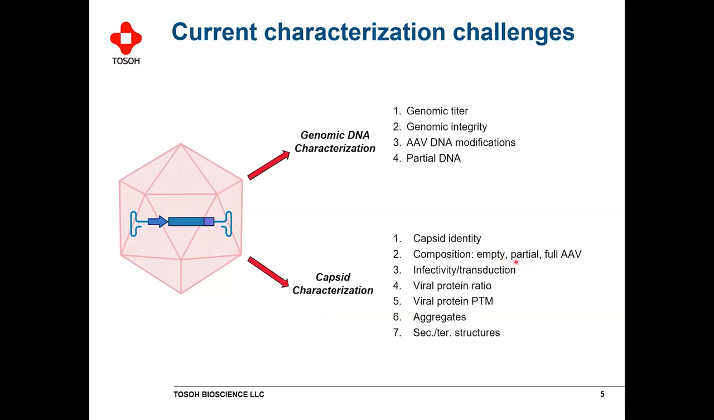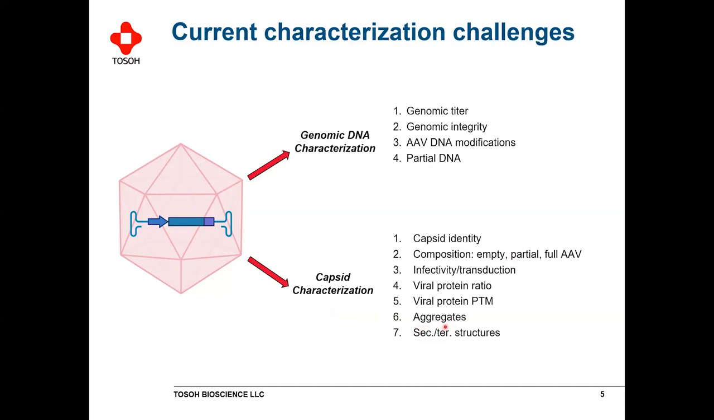We talk a little bit about partial DNA. You see partial DNA up here with the genomic DNA characterization. Partial DNA is kind of a catch-all phrase, which can include partial sequences of the intended genomic sequence. However, it can include other things like host cell DNA, basically just unwanted DNA within the capsid. But effectively, we're trying to characterize this capsid. We want to know the size of this.